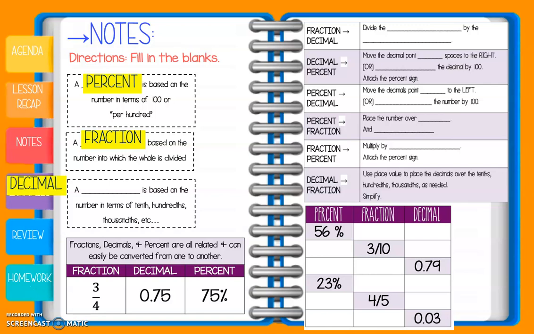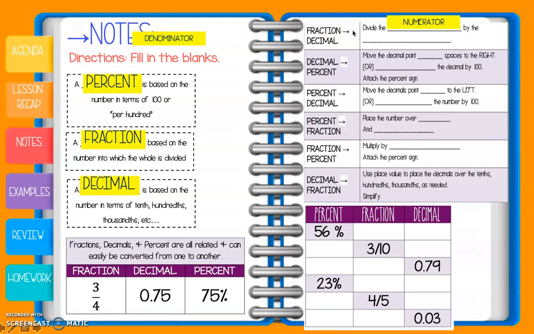Okay, and then last but not least is a decimal, and a decimal is based on the number in terms of tenths, hundredths, thousandths, based on those place values. So fractions and decimals and percents are all related, and they can easily be converted from one another. So for example, if we had the fraction 3/4, it is the same as the decimal 0.75 and the same as the percent 75% out of 100. So what we're going to work on today is converting all three of these, from a fraction to a decimal to a percent.